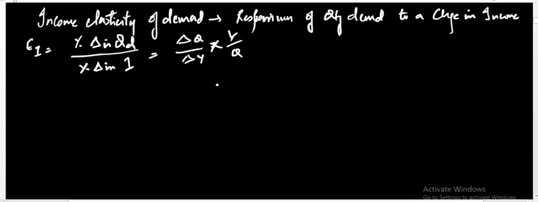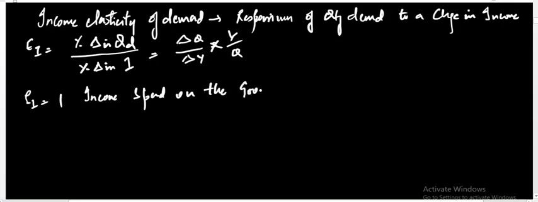So now there are different interpretations of this income elasticity. Say for example, elasticity of income is equal to 1, which means that the income spent on the good remains the same as income increases.